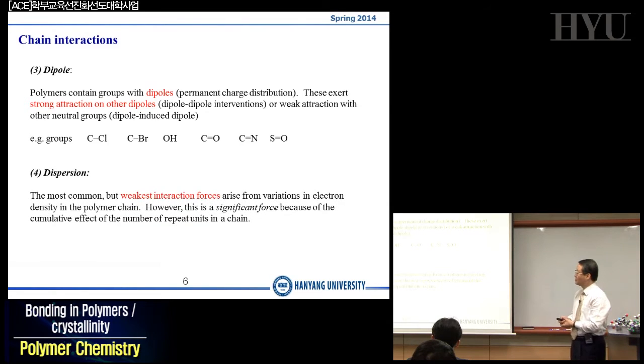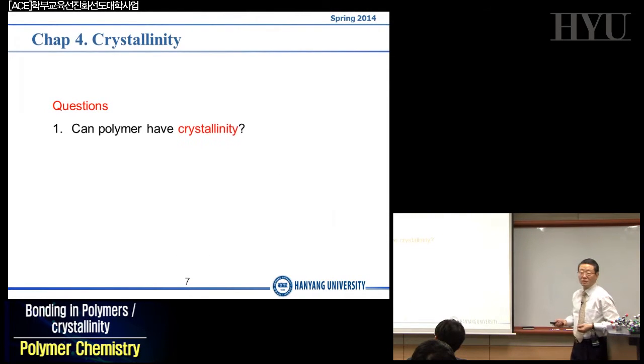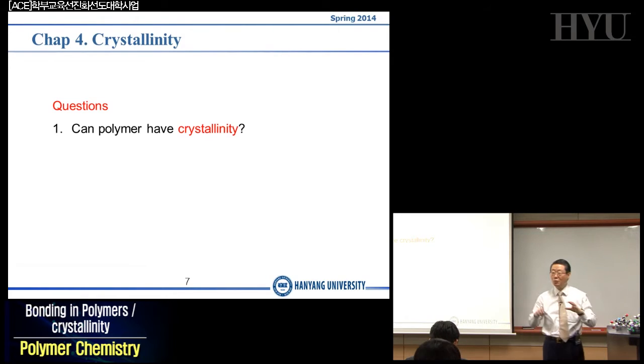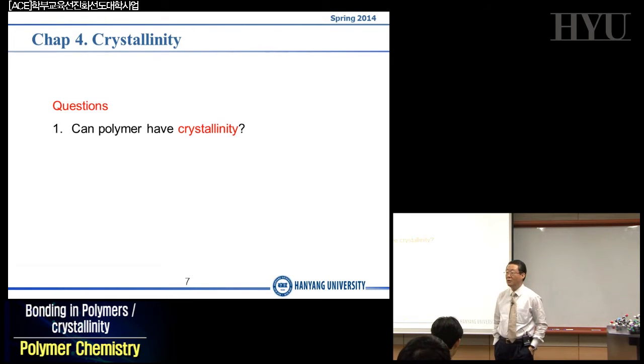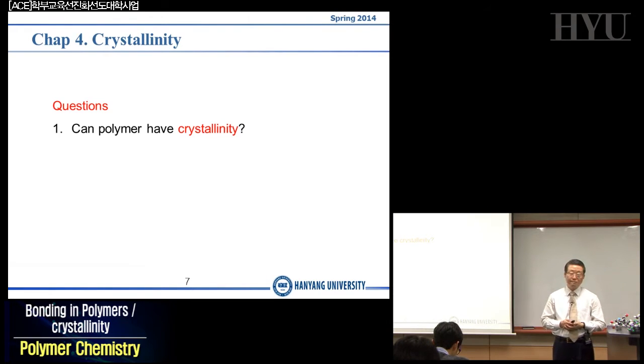You have dispersive forces, just like what we have talked about, and they are the weakest interactive forces. Let me ask you some questions about crystallinity then. We have reviewed the bonding, which is quite basic and simple. I think you all understand if you have already taken your general chemistry and physical chemistry courses. Crystallinity is much more important than what we have just talked about.